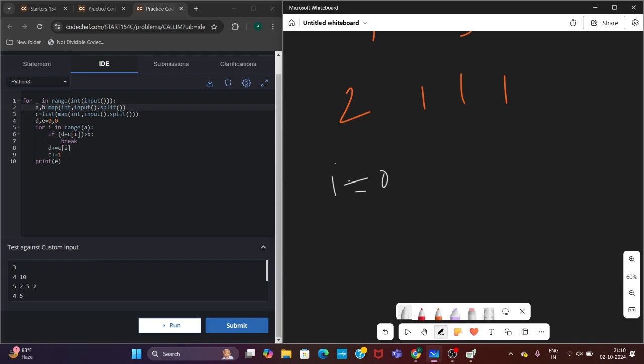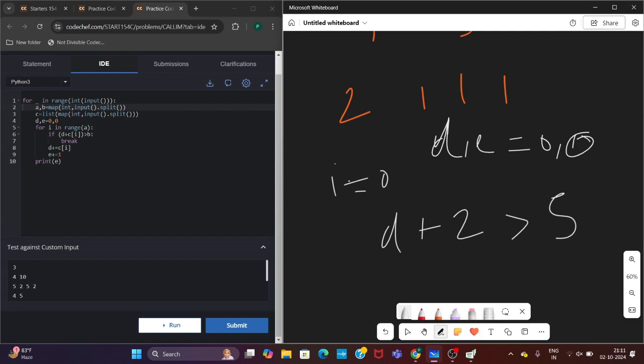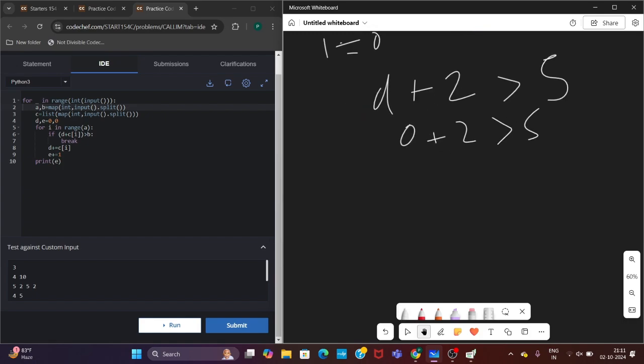So for I equals 0, we will check whether our total calories plus 2 is greater than the limit. D and E are both 0, they are simply 0. So we will see whether D plus 2 is greater than 5, where 5 is the calorie limit. That means 0 plus 2 greater than 5, so we check whether 2 is greater than 5. If it is, we will just break here.